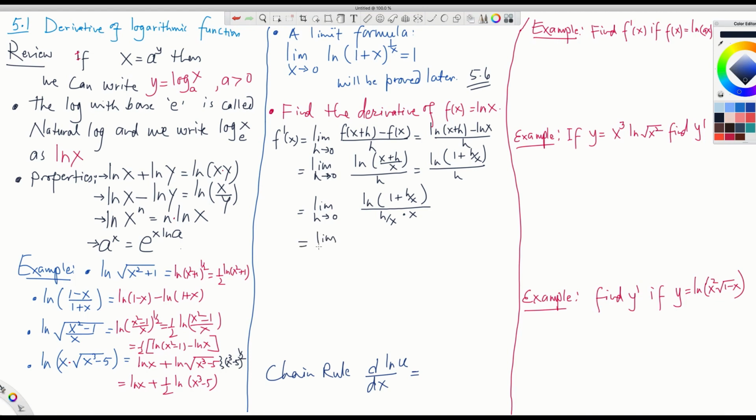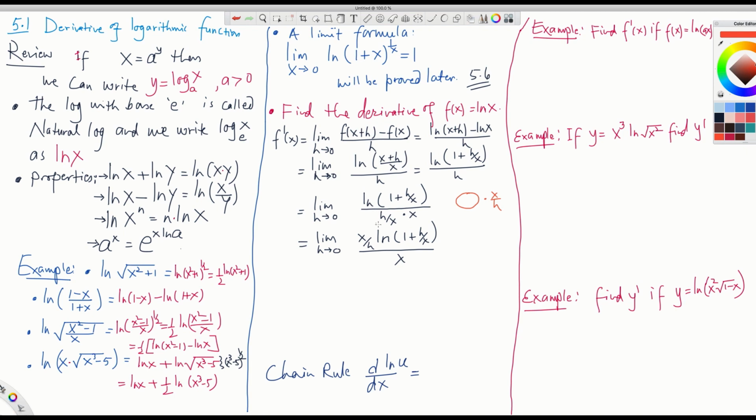Limit h tends to 0, right? Can I write this as x over h and then natural log of 1 plus h over x, divided by x? What did I do? Look at this. What is happening there is natural log of x over h over x, right? So this x over h over x can be written as the top thing times x over h, because this is like a fraction of fractions, right? There is a numerator and this is the denominator.